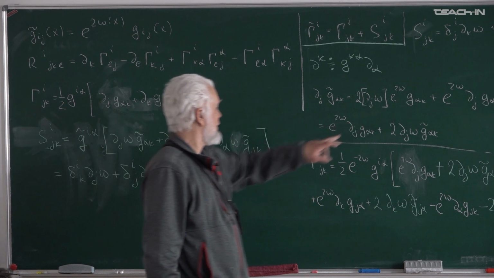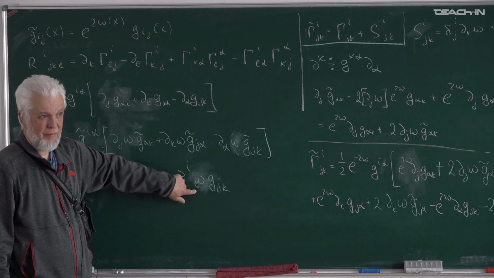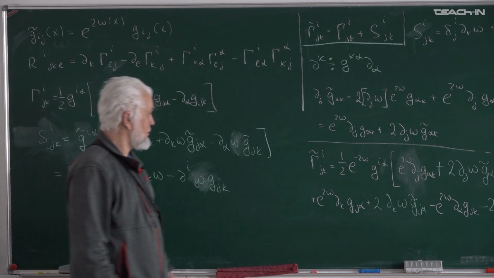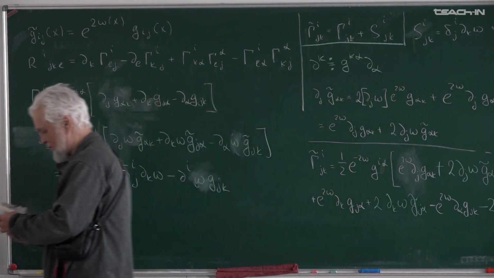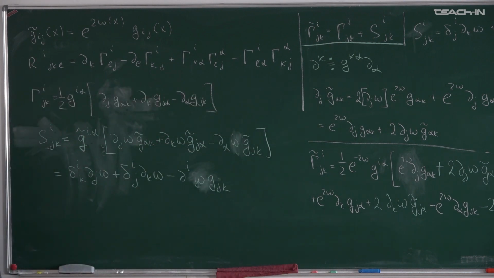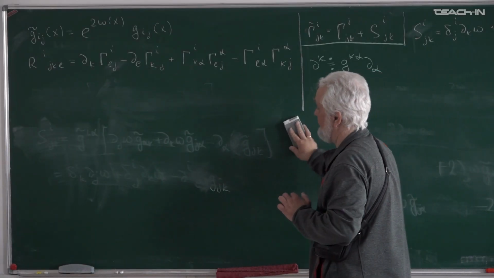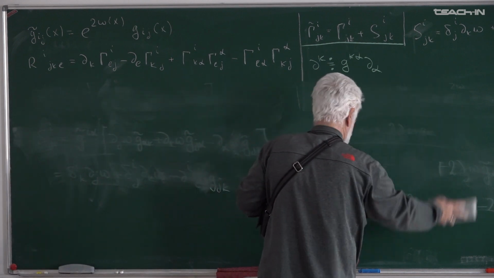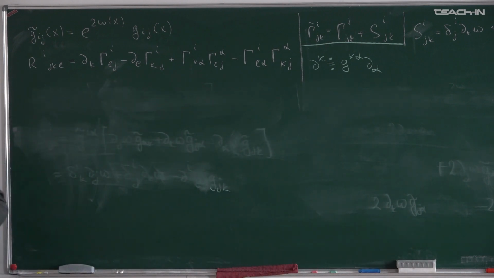So you see, the last term is this one. So you understand it. The derivative with upper index. So we proved this formula. Okay. This formula was proved. So now we need the second formula. Let us do it.